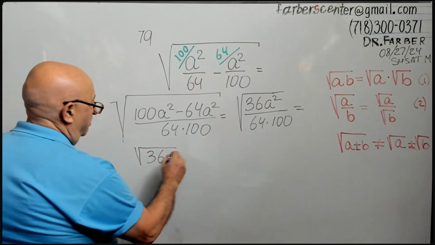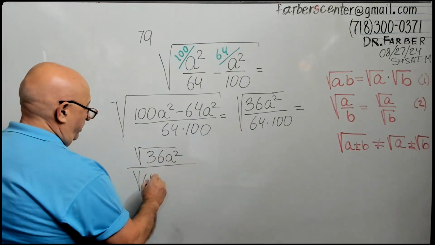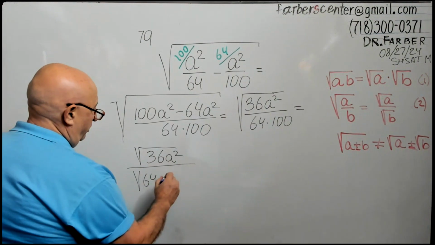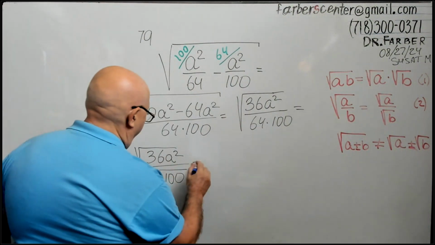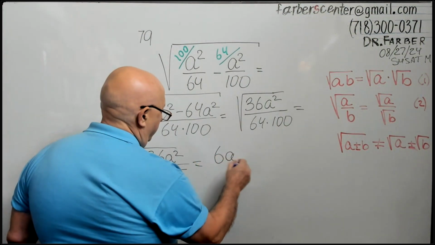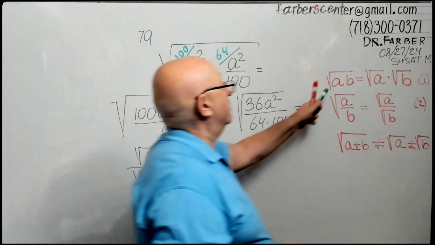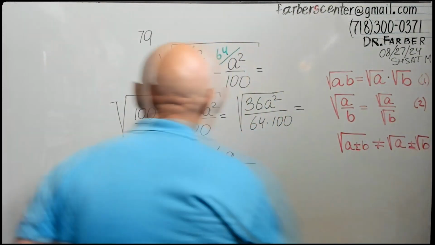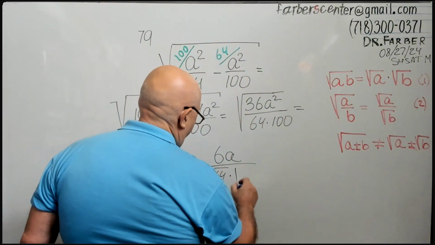36a squared divided by the square root of 64 times 100. I never do this, but slowly to explain what we're doing. The square root of 36a squared is 6a. And this is formula 1, square root of product. It's the same as the square root of 64 times the square root of 100.